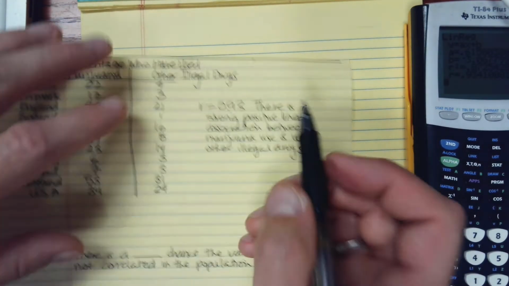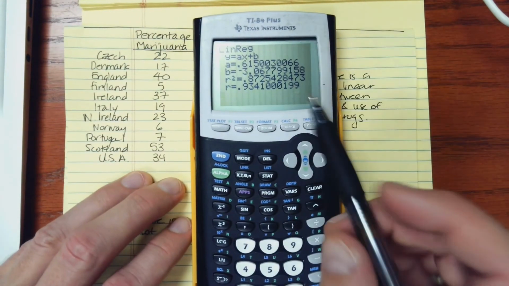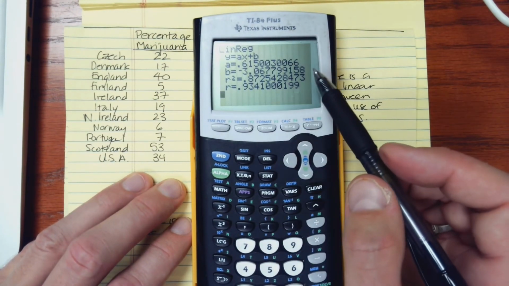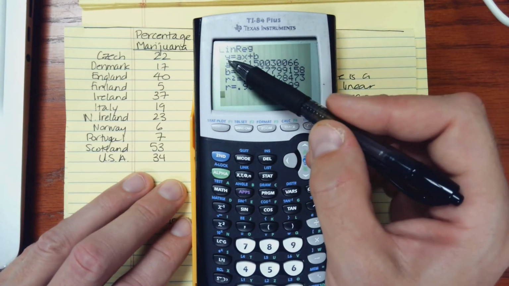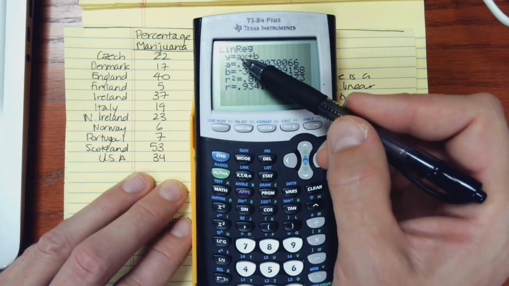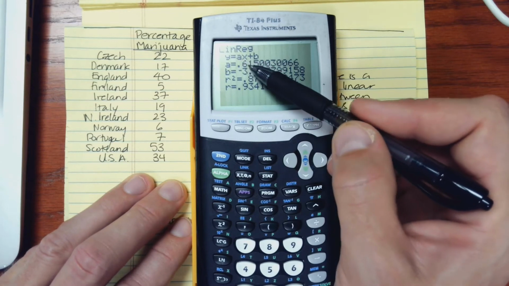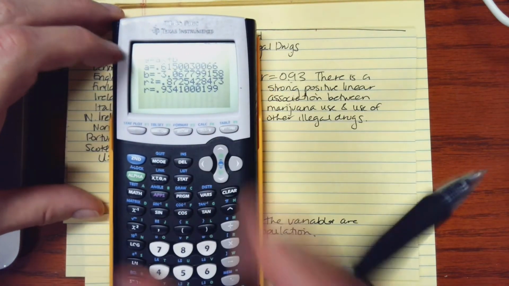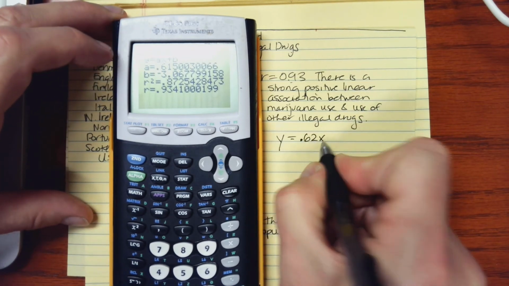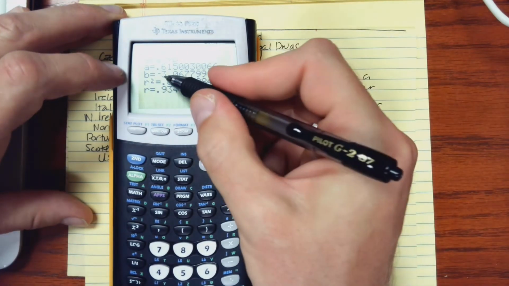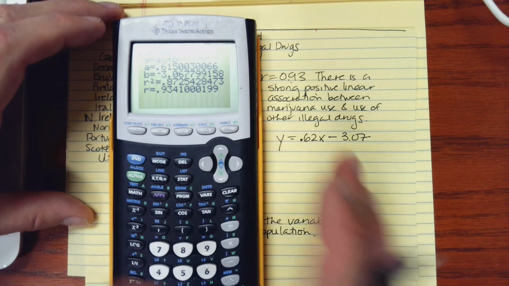Okay, now what if I wanted to have the equation for the line that best approximates this association? Notice here I've chosen linear regression and I have something in the form y equals, now the calculator says ax plus b, you may be used to seeing mx plus b. In this case, a represents the slope. So if I round to 2 decimal places, I could say y equals 0.62x minus, because this number is negative, 3.07. So that's the line that would be the best approximation.